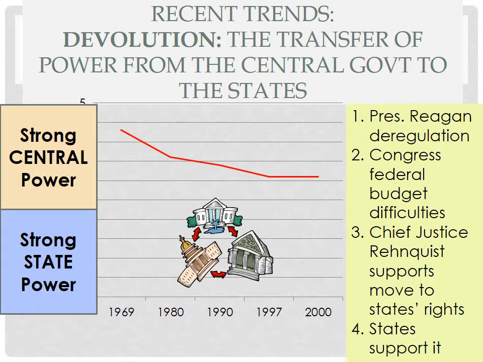Congress, in the legislative branch, had some federal budget difficulties. And so they said, okay, well, let's move some of these things back to the states, so the states can handle them budget-wise. And so they were pushing that direction as well. At the same time, we had Chief Justice William Rehnquist, who was sitting in the Supreme Court, and he was supporting, through a lot of the decisions that were coming out of the Supreme Court, this move back to states' rights. And of course you had the states themselves who were supporting having more rights themselves.